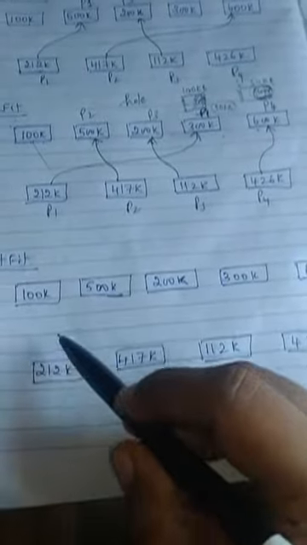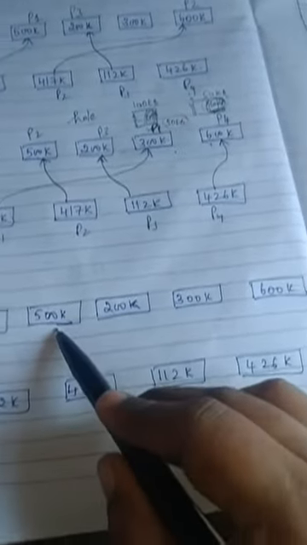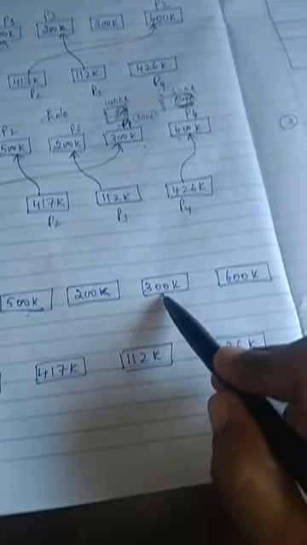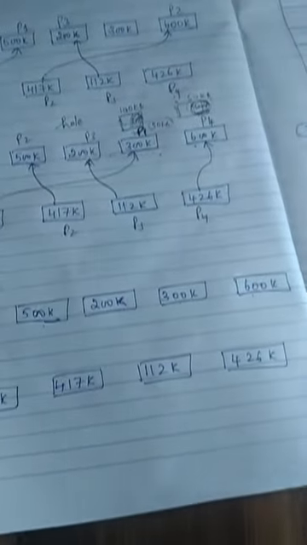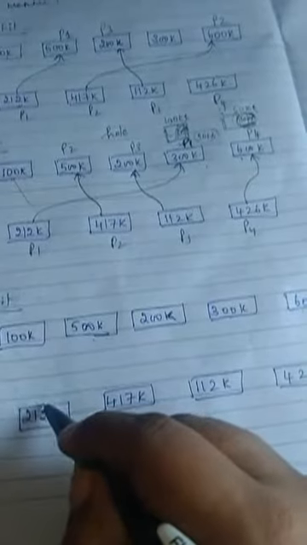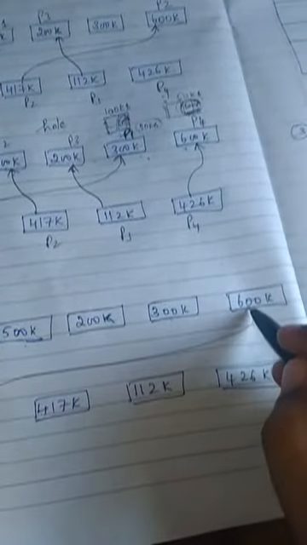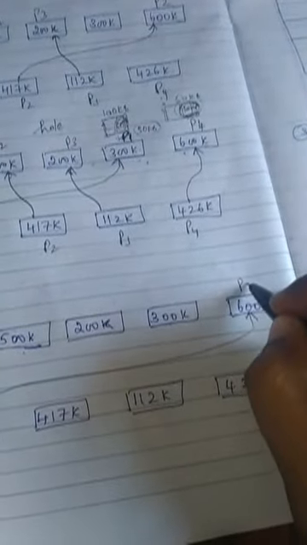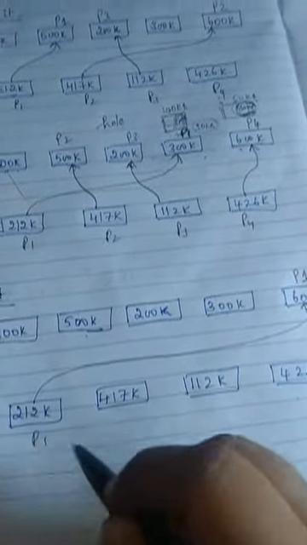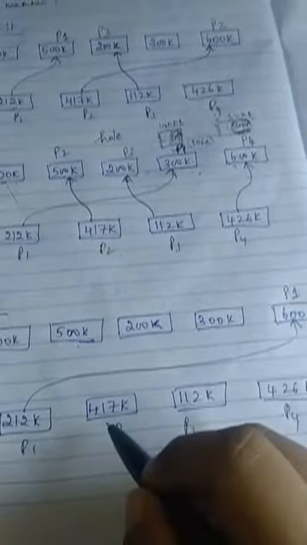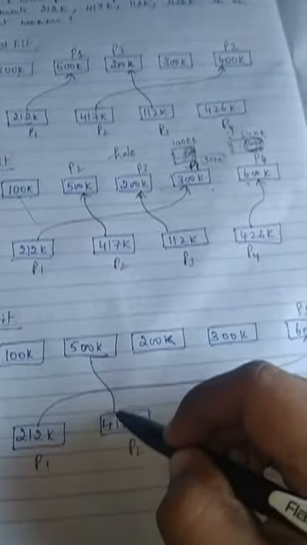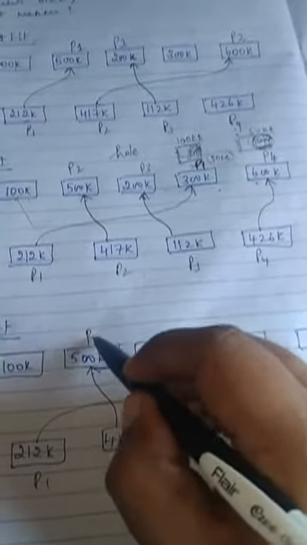So 212 can be placed in 500, it can be placed in 300, it can be placed in 600. This is worst fit, so unused should be more. So what you're going to do, you're going to place this 212 in 600. So that remaining will be more in this case. Next 417, don't have any other option, you have to place it in 500.